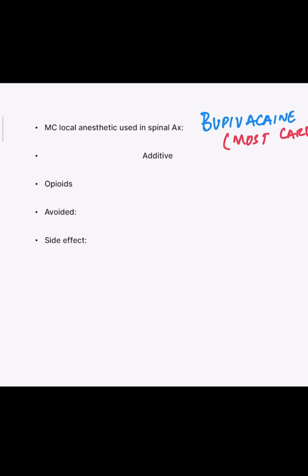Now guys, remember, sometimes we add some things to the local anesthetic in order to increase its duration. Those drugs are called additive drugs. What are the drugs which are usually used? Opioids are used, adrenaline is used, soda bicarb is commonly used. Opioids are more commonly used. In opioids, you use fentanyl, sufentanil, alfentanil.